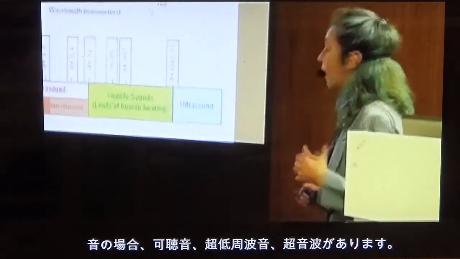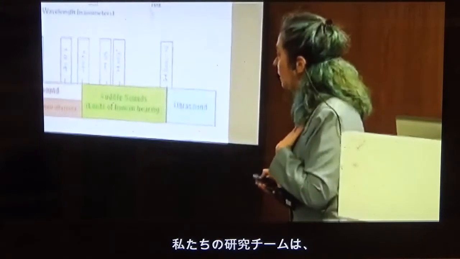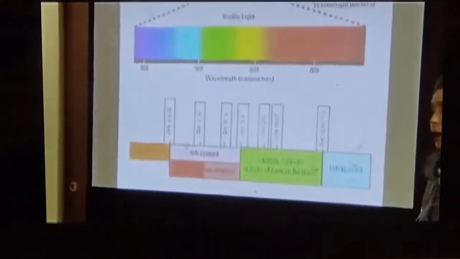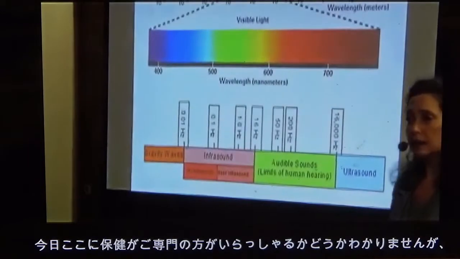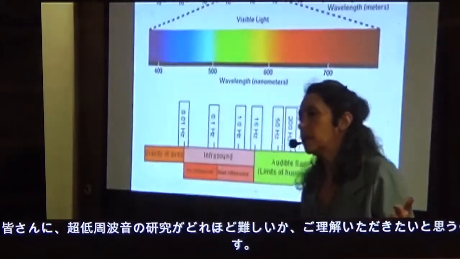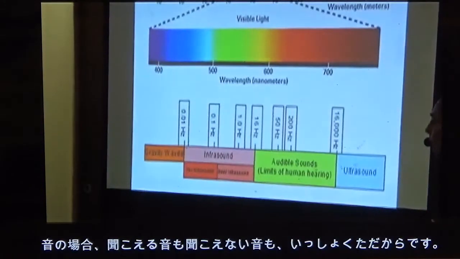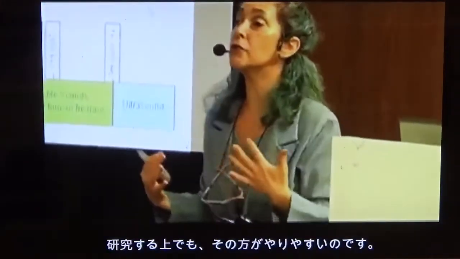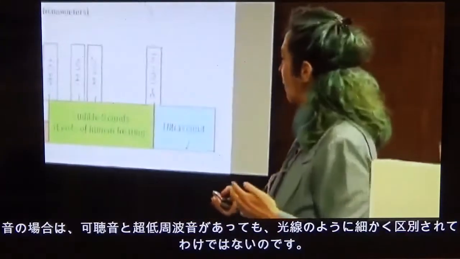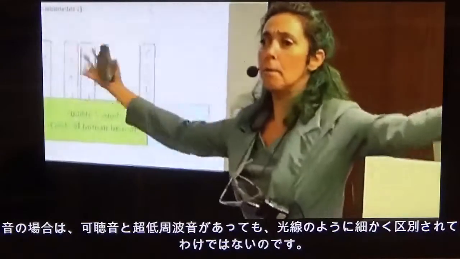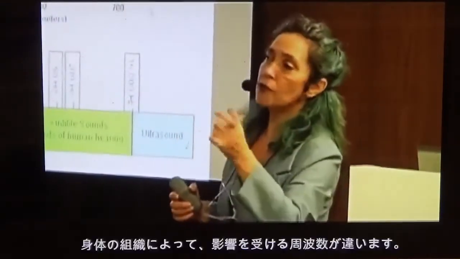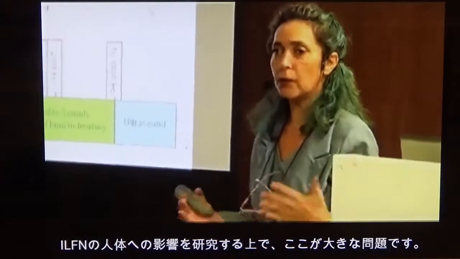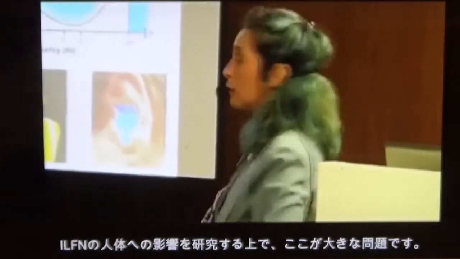We also have ultrasound. My team and I study the low frequency, so that which is audible but barely, and also the infrasound. Please notice, I don't know if we have health scientists here, how difficult it is to study infrasound because we put everything in one bag. Here we have ultraviolet, X-rays, gamma rays, we section it. It allows us to study it better. But with acoustics, we have audible and infrasound. Big bag, no segmentation, which allows us to study the different frequencies on the different tissues. This is one of the main problems of studying the health effects of infrasound and low-frequency noise.